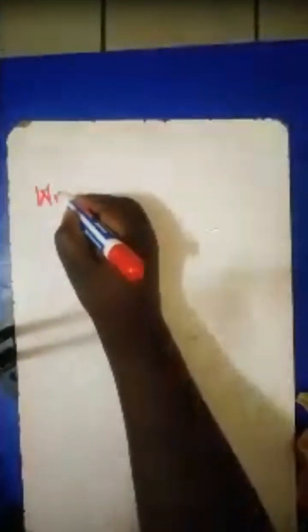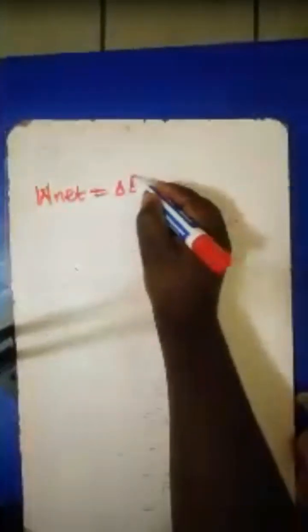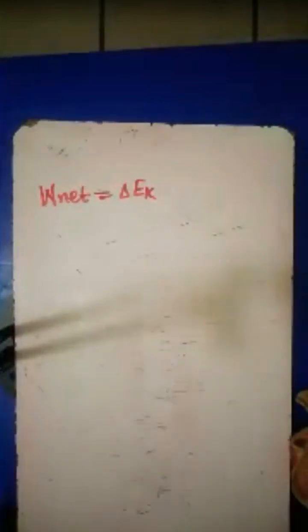Given that the frictional force between the box and the surface is 10 newtons, use the work energy theorem. So 1 mark out of 4 is this one: W net equals change in EK. That is the first mark, colleagues. Use the work energy theorem. Then you know the work energy theorem, you save 1 mark.